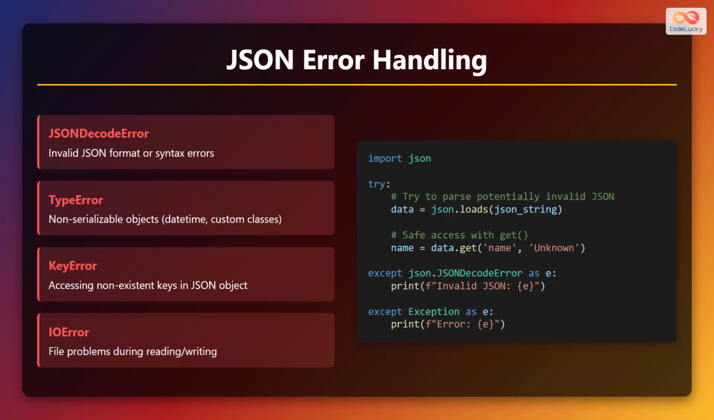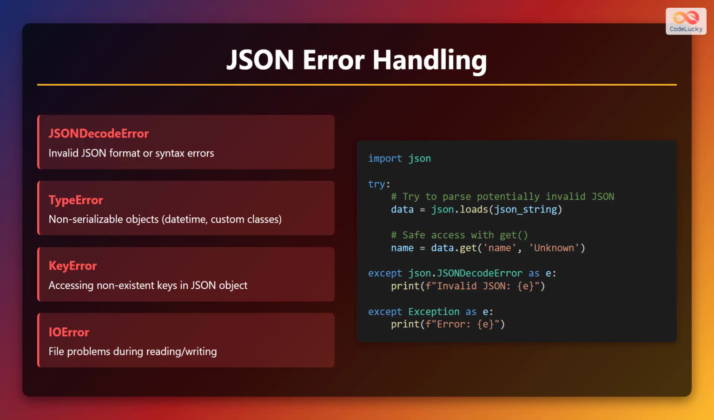Let's talk about how to handle errors that may occur when working with JSON data. Common errors include JSONDecodeError, which occurs when the JSON format is invalid or there are syntax errors. TypeError, which occurs when trying to serialize non-serializable objects, such as datetime objects or custom classes without a conversion function. KeyError, which occurs when trying to access non-existent keys in a JSON object. And IOError, which occurs when there are file problems during reading or writing.